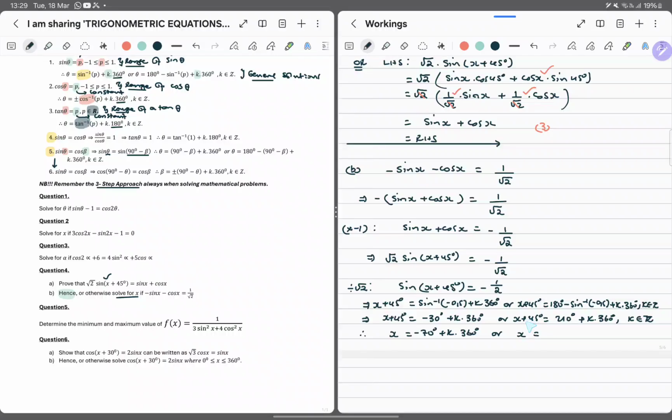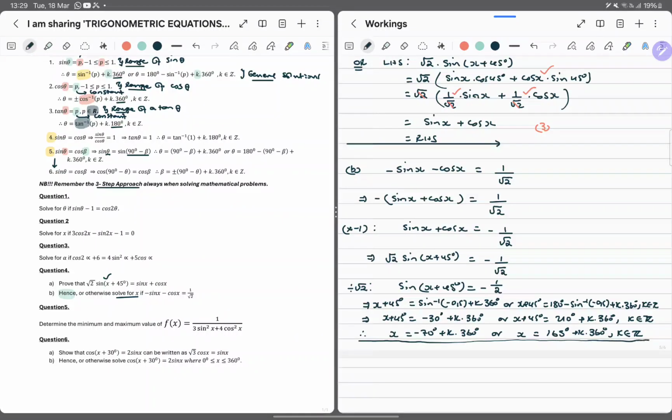Or x is going to be, transpose the 45, 210 minus 45. It's going to be 210 minus 45, which is going to be 165. Origin is 45 here. It's going to be 165, plus k times 360 degrees, where k is an element of integers.